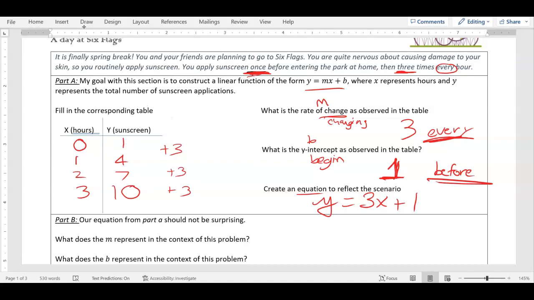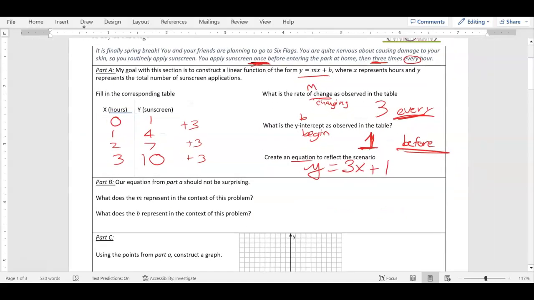All wet looking, you know. All right. Anyways, so now you've got an equation, you've got a table, everything's good. Let's go to part B. Our equation from part A should not be surprising. So what does the m represent?